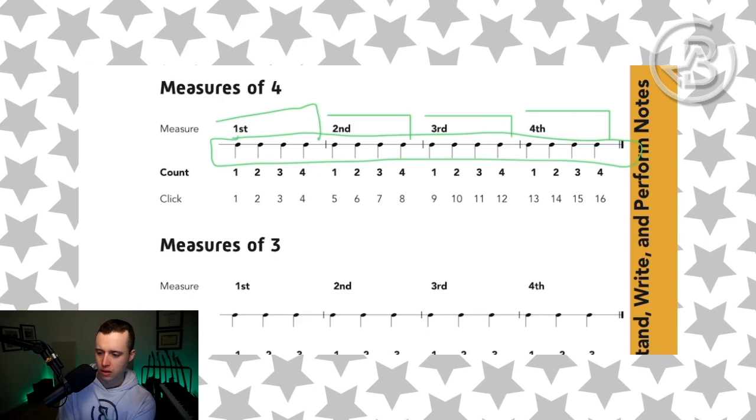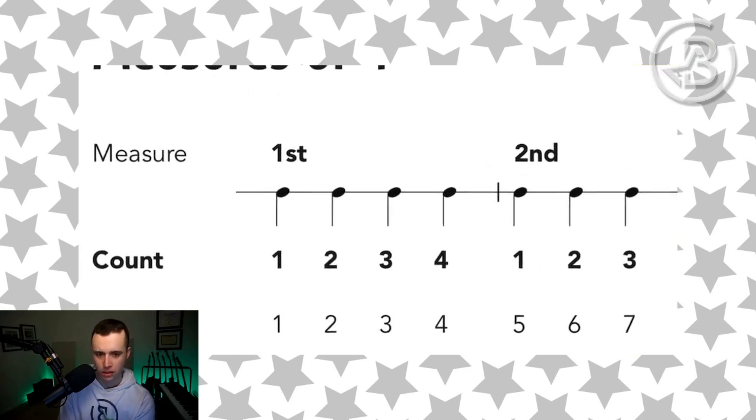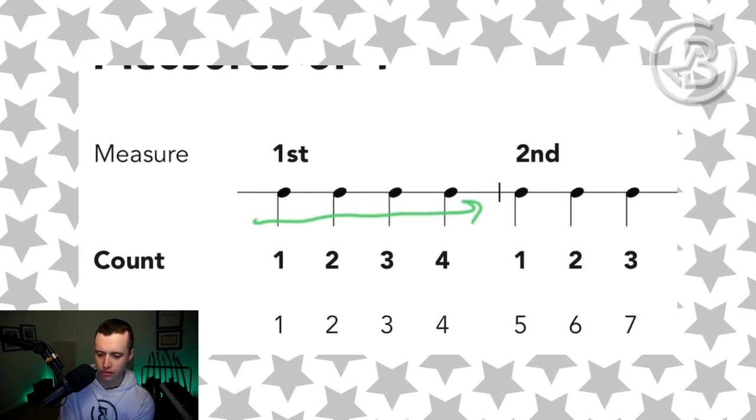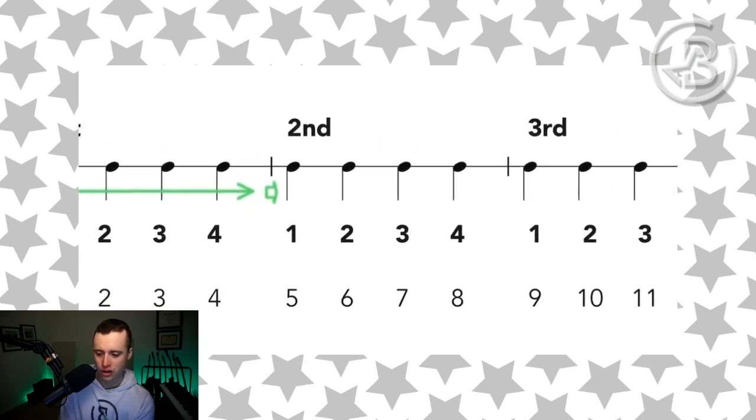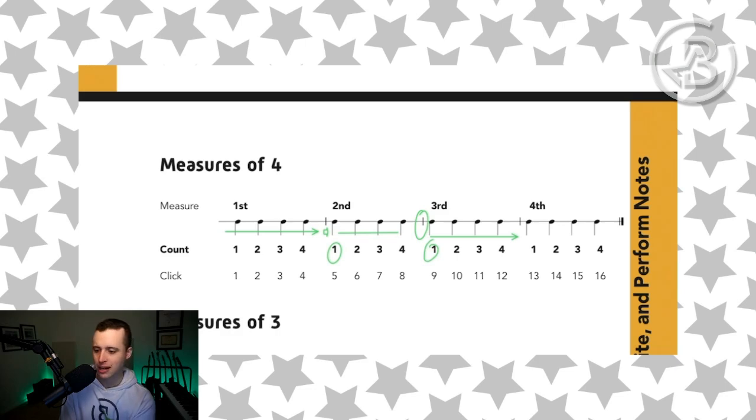Each one of those quarter notes is going to get a beat, a click, or a count of 1, 2, 3, or 4. Notice that in every measure, when we finish the measure and we get to the bar line, we start over from 1 again. 1, 2, 3, 4. We get to the bar line. What happens? We start again from 1. Every single time we get to a bar line, we're going to start counting 1 again.